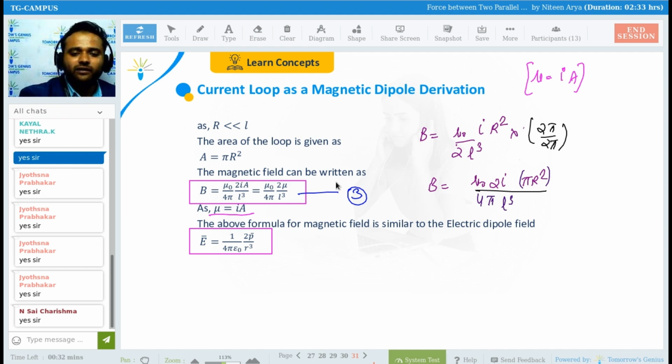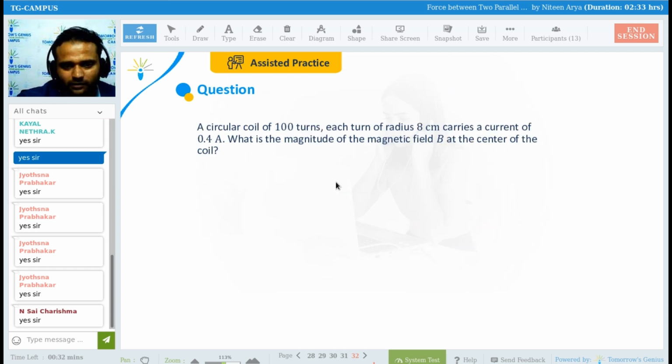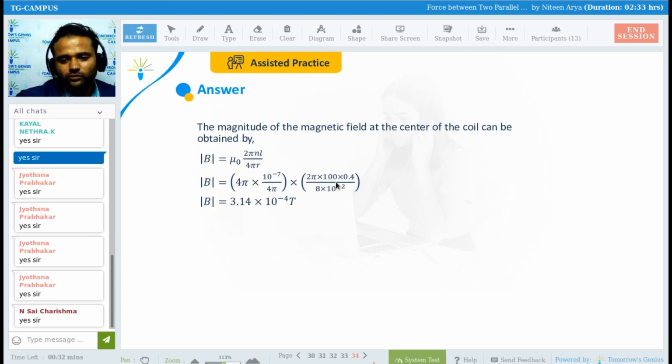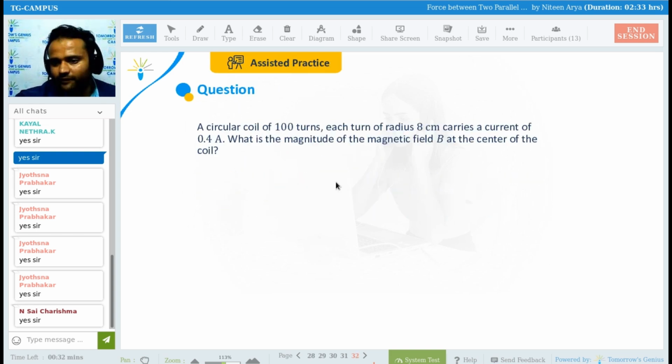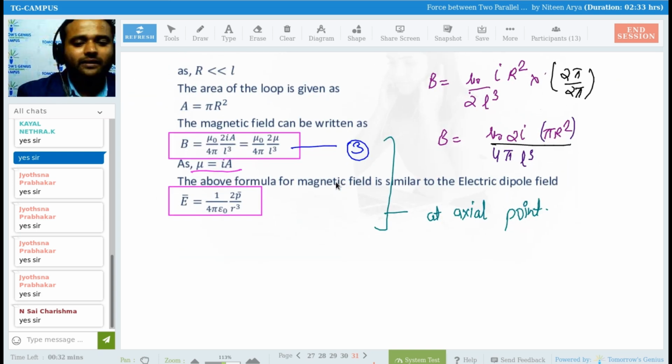And in the same way, I have an electric field formula, 1 by 4 pi epsilon naught, 2p upon r cube. And this is your magnetic field at the axis, or at the axial point. We have one more point, the equatorial point. At the equatorial point, this 2 is going to be removed. I will give the derivation; I know this thing quite well, it is a memorable one.